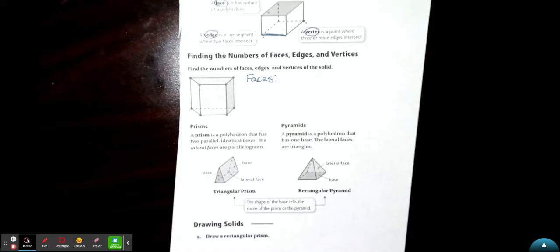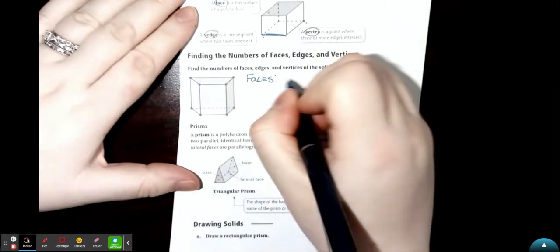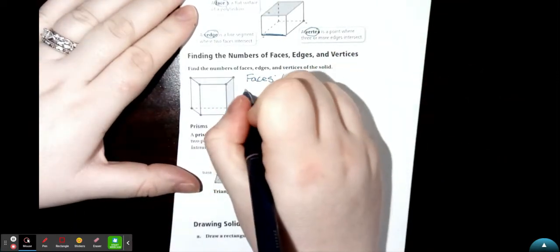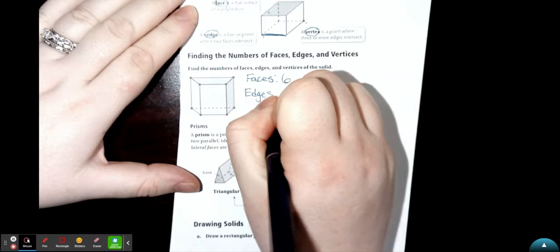All right, here we go. 15, who's at 15? That's me. Okay, how many faces are there? 6. There's a front and a back, a top and a bottom, and 2 sides. Okay, so there are 6 faces. Edges, count the edges and then put your pinky up when you think you have it.